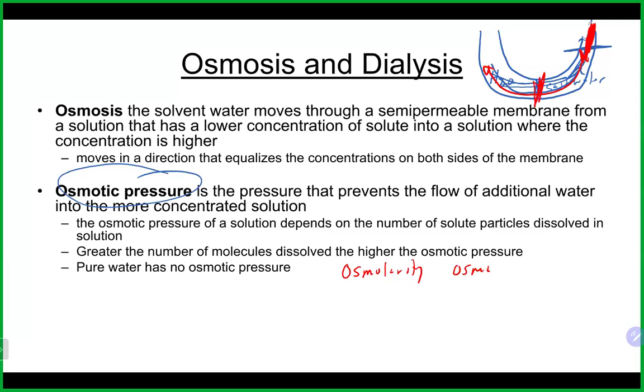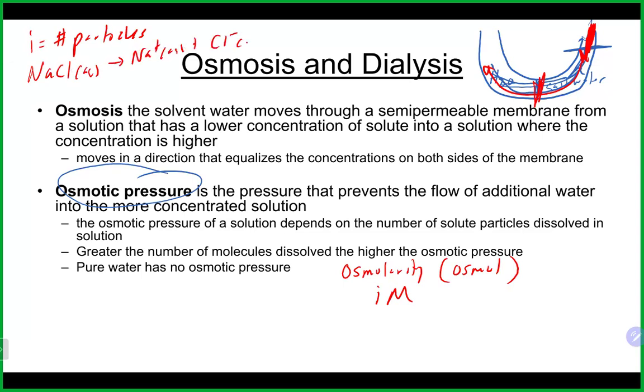And sometimes just abbreviated as osmolarity or osmol. And it's basically calculated with i times the molarity. And what is i? i is really the number of particles that are present. So for example, if you had a sodium chloride solution, it would break apart into a sodium ion and a chloride ion. And that is 1 and 1, 2 particles that would be in that solution for every sodium chloride that went in there.